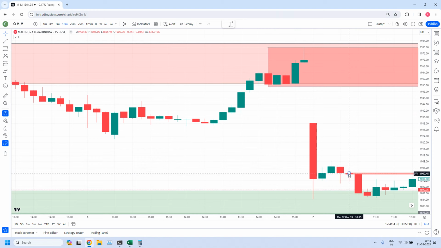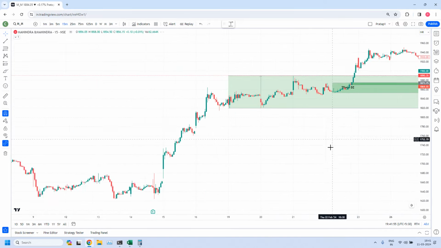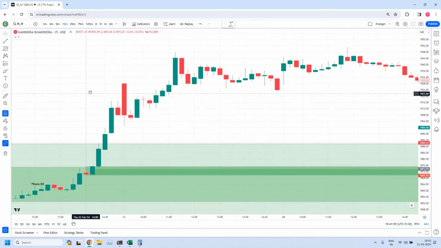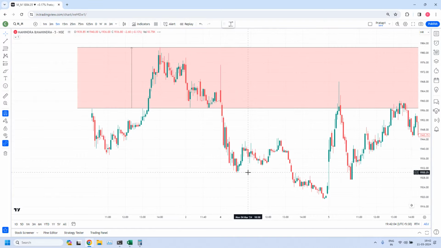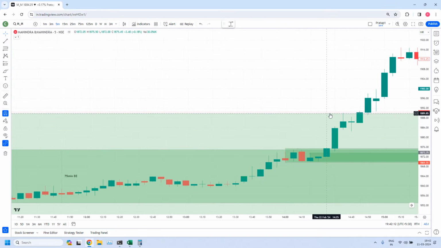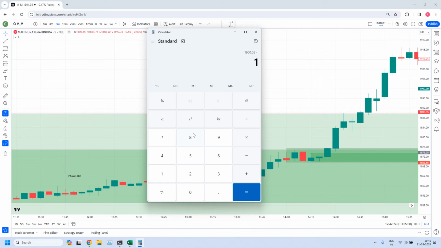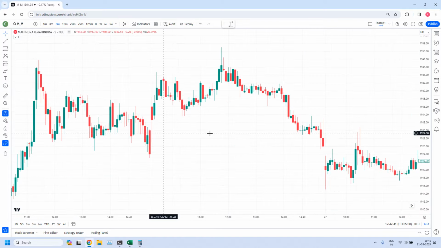So let us check again the close of this candle, 1900.05. Okay, minus, what is your entry? The entry is a 5 minutes entry, not 15 minutes. Let me go to the 5 minutes time frame. This is your entry, the high of this candle, 1873.55. Let us check once again. 1873.55. So you got 26.5 rupees profit for one share.